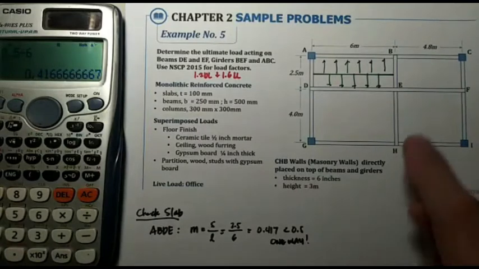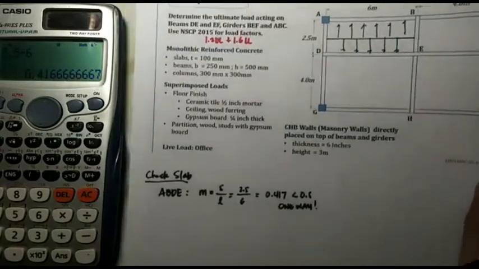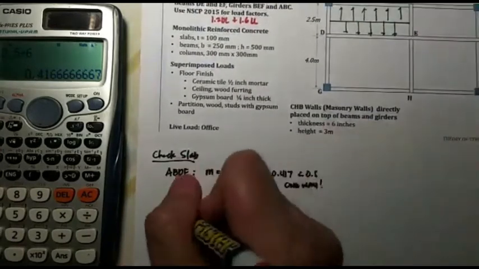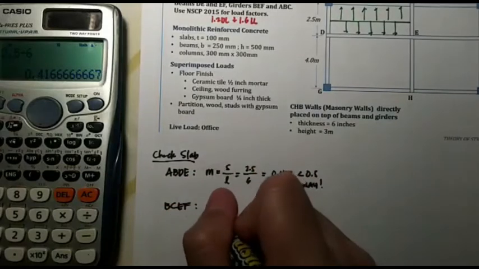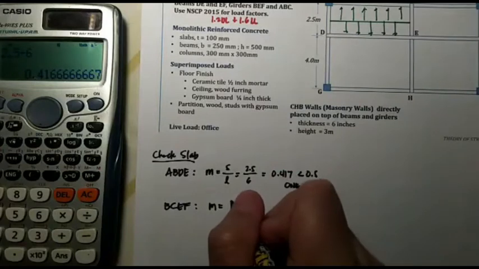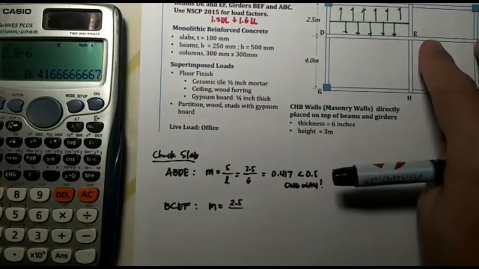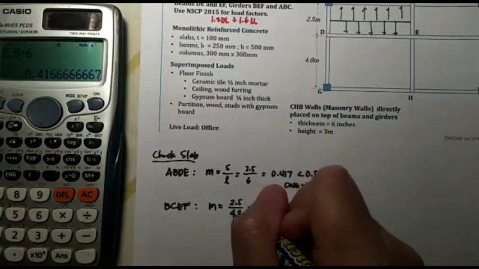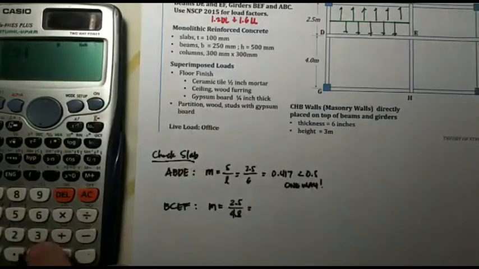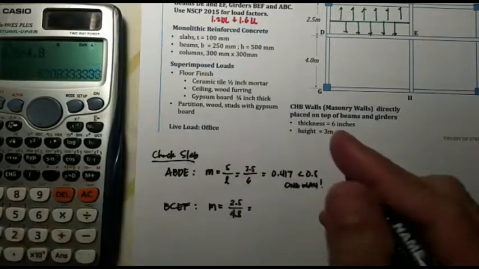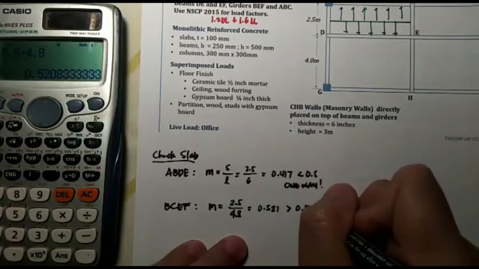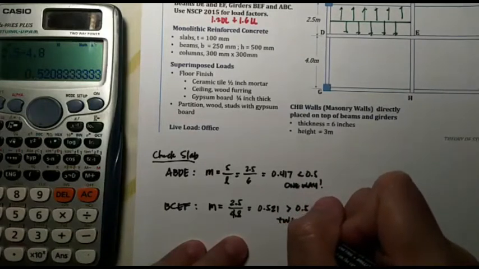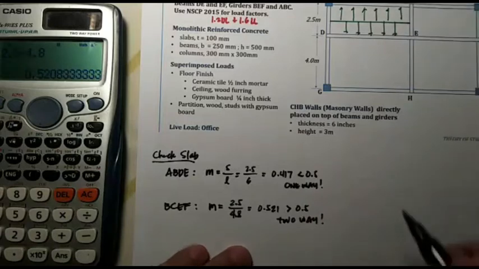Next, how about BCEF? BCEF. So m is equal to S. S is 2.5. Shorter span over longer span is 4.8. Okay, so 2.5 divided by 4.8. So that is 0.52. That's greater than 0.5. Therefore, it's two-way. Two-way slab. Okay?